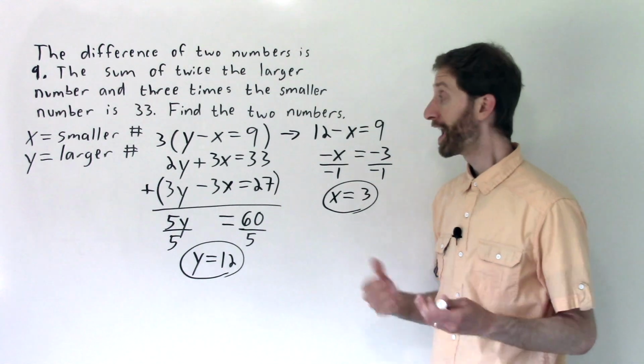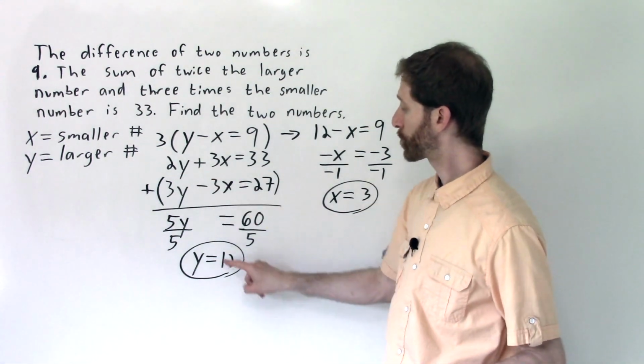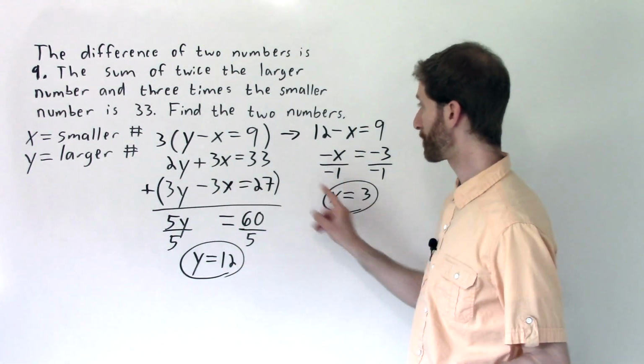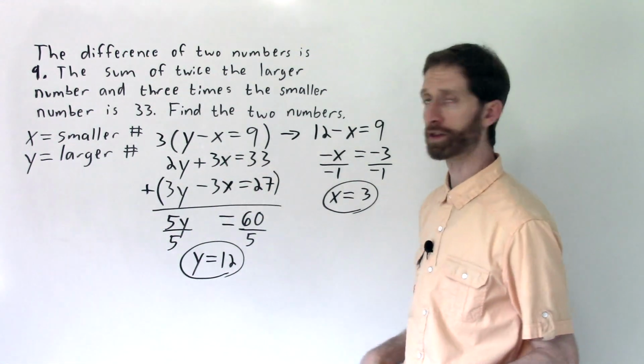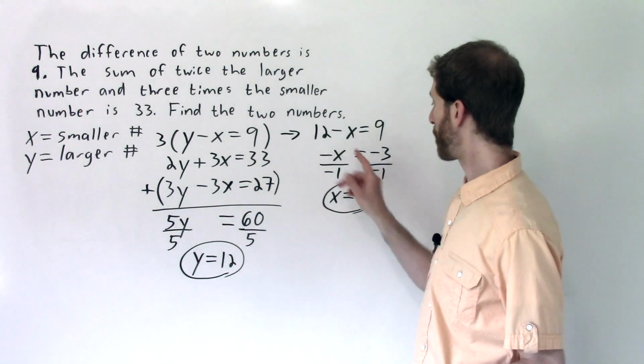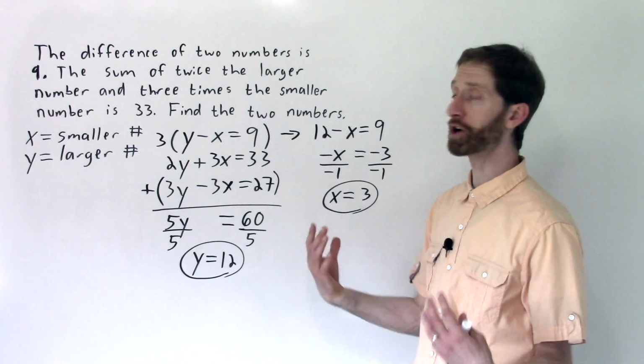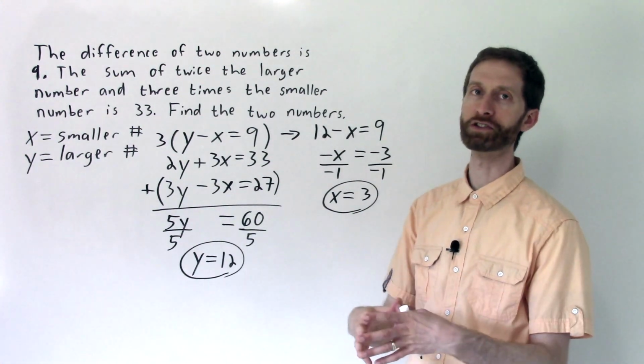And that's our answer. And it checks out. 2 times 12 is 24, plus 3 times 3 is 9, and 24 plus 9 is 33. And certainly, 12 minus 3 is equal to 9, so we've satisfied both conditions.